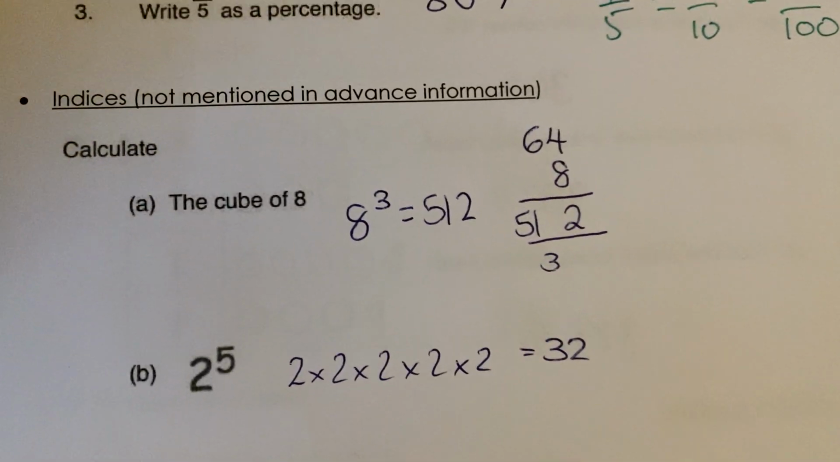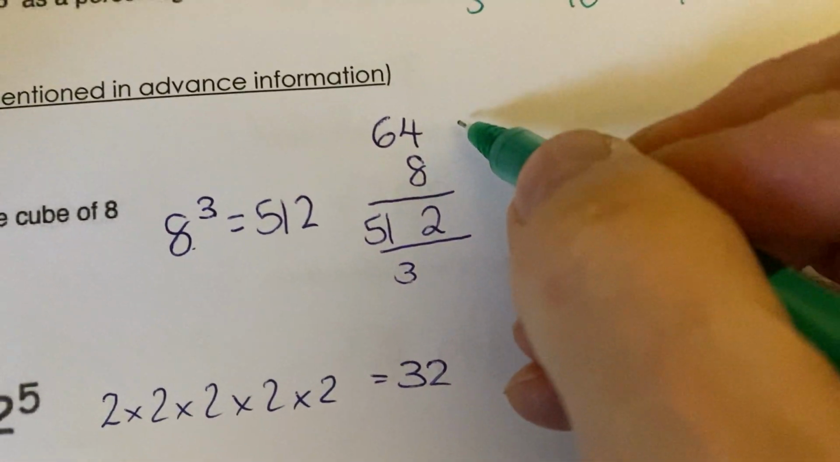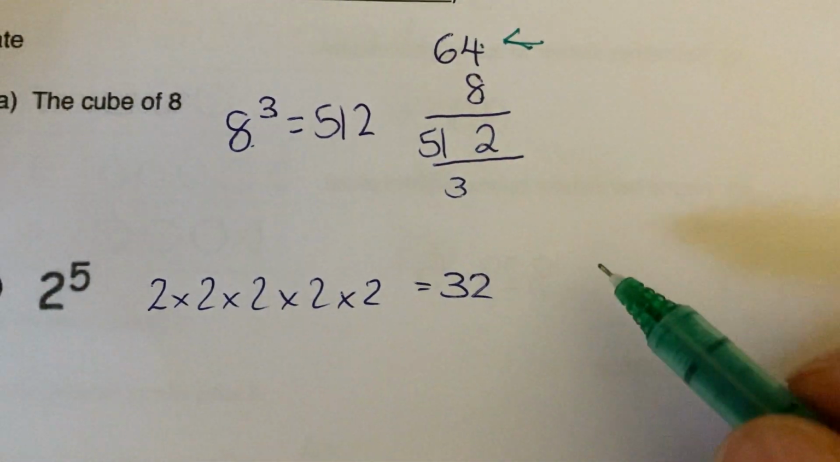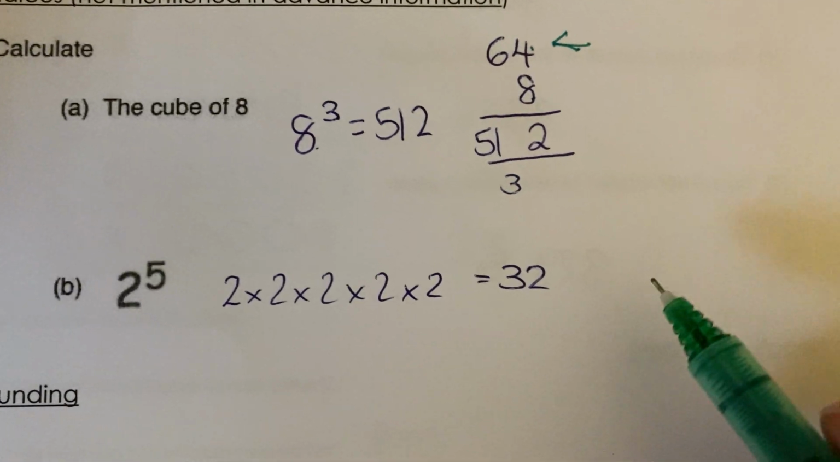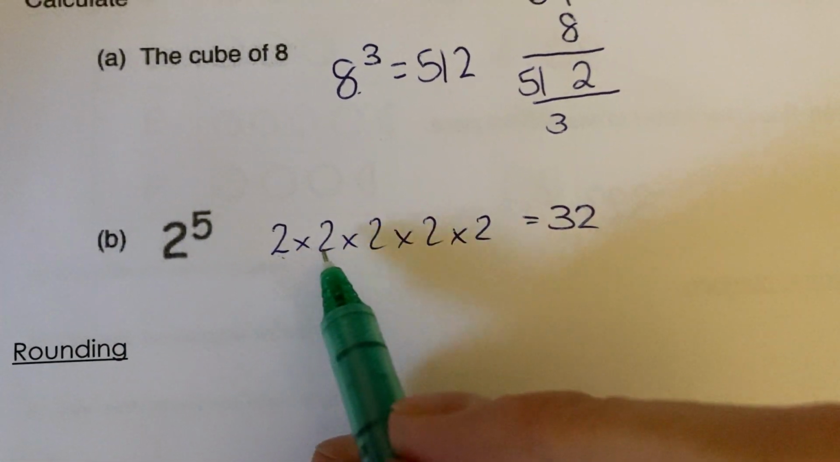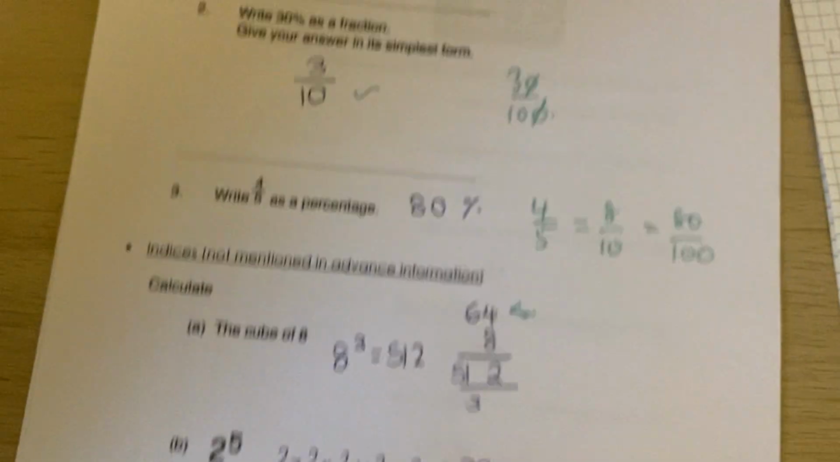Here it says calculate the cube of 8. That's 8 cubed means 8 times 8, which is 64, and then 64 times 8, by multiplication method, 512. 2 to the power of 5 is 2 times 2 times 2 times 2 times 2, so it's 2, 4, 8, 16, 32. Then we get to rounding.